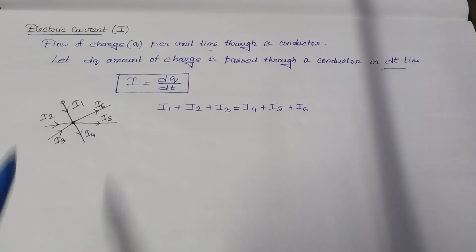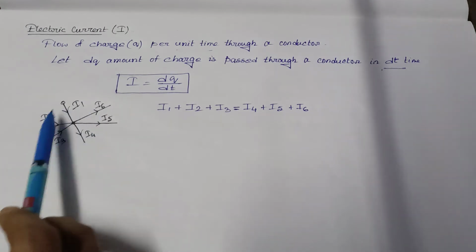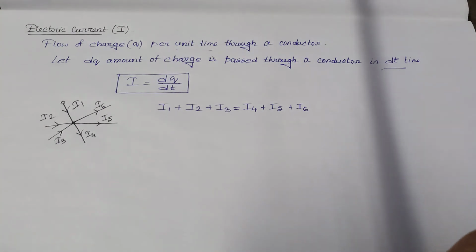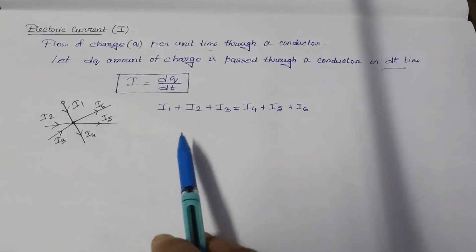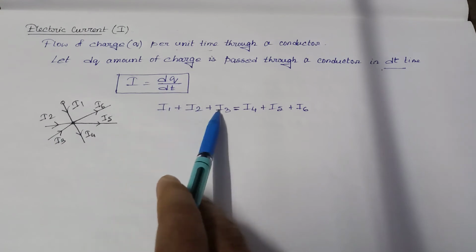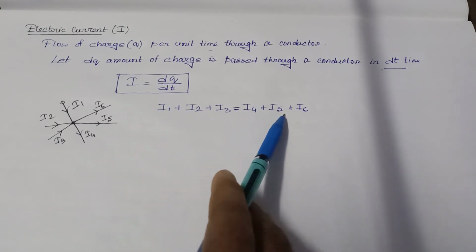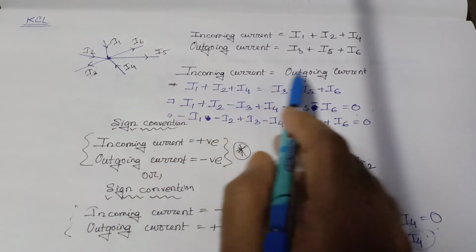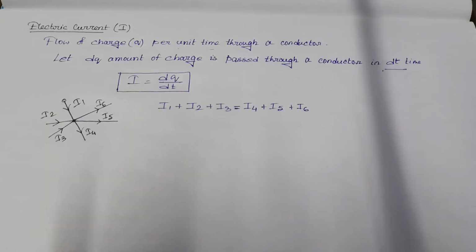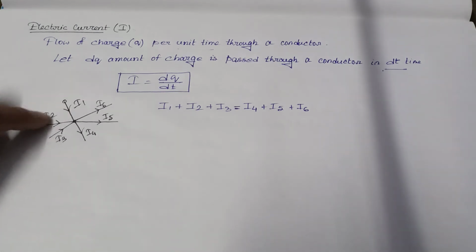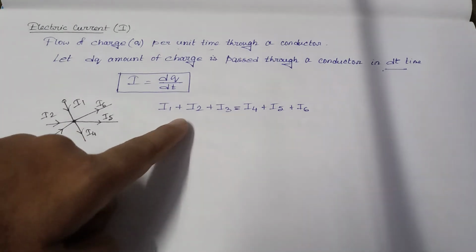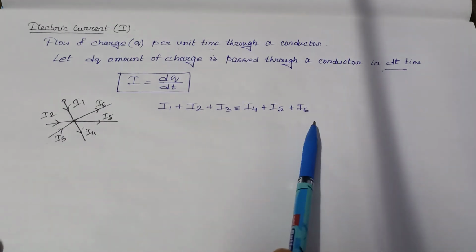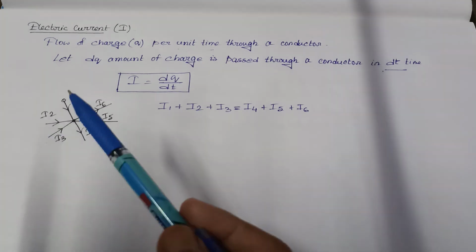Now see, here I have taken another example. I1, I2 and I3 currents are incoming, and I4, I5 and I6 currents are outgoing. So from the concept of net incoming current equals outgoing current, we can write I1 plus I2 plus I3 is equal to I4 plus I5 plus I6, because we have learned that incoming current equals outgoing current. These are the outgoing currents.